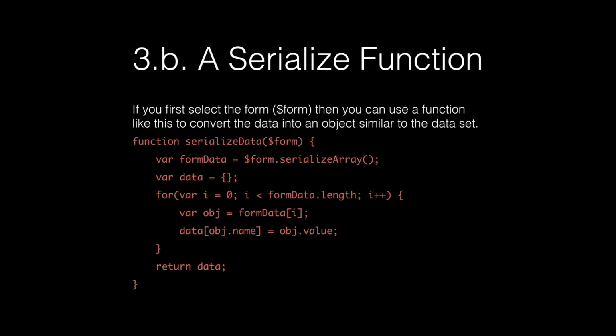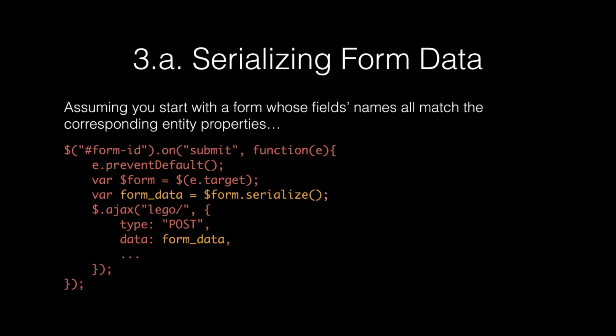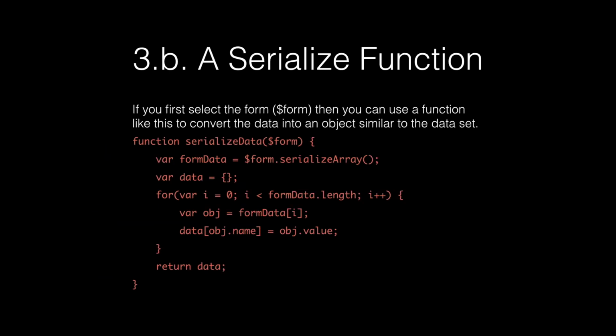So another option is to use a serialized function like this, and that is if you first select the form, then you can use this function to convert the data that you've serialized into an object form. The object will actually match the structure of the form itself, and then it's very nice to work with. I don't think I have an example of either of these that's really easy to read in the application I have up here, but you will get to use something like this in exercise 13.